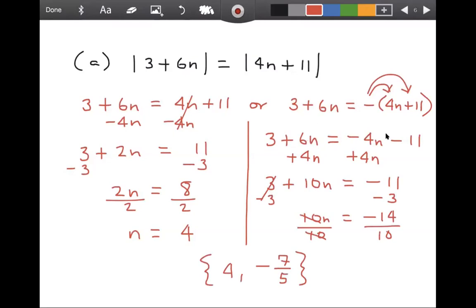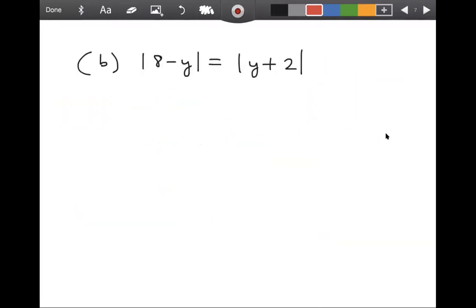And for the last example in section 9.2, this would also be a good one for you to pause the video and try yourself. So once again, I will assume that you've done that. If the absolute value of 8 minus y is equal to the absolute value of y plus 2, the only way that can happen is if 8 minus y and y plus 2 are the same thing, or they are opposites. Don't forget to put parentheses around y plus 2.